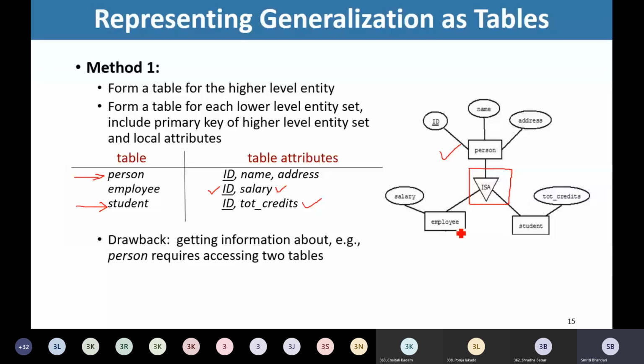If I want to refer to the information of the employee, or if I want to access the information of the student, then what do I need to do? Whichever student ID I want to extract the information for, I need to refer to that student table. Also, I need to refer to the person table because name and address is not available in the student table.